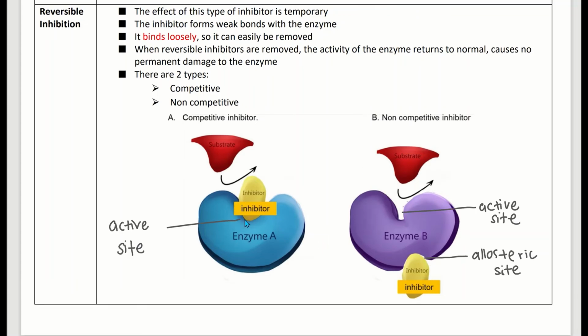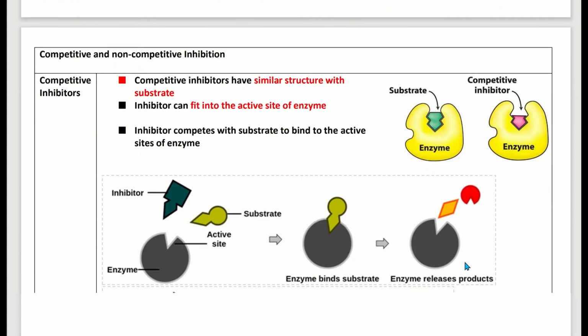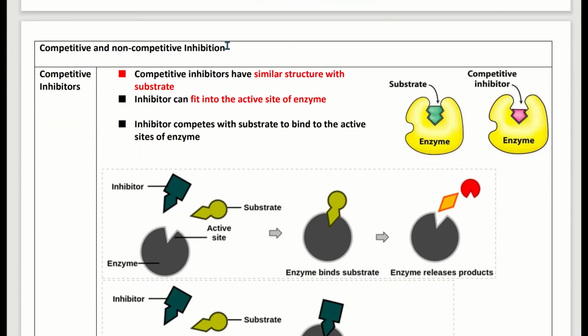Okay, so kawasan tempat yang dia masuk ni panggil active site, ini pun panggil active site. Okay, yang bawah ni, kawasan tempat non-competitive inhibitor bind adalah allosteric site. Okay, so kita tengoklah apa beza competitive and non-competitive inhibition.